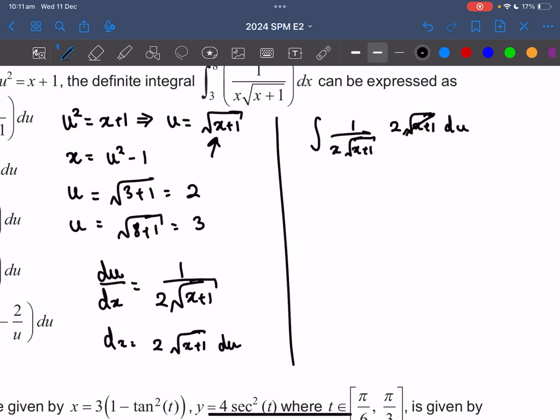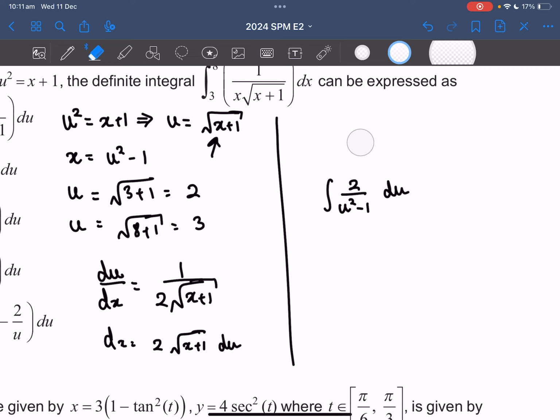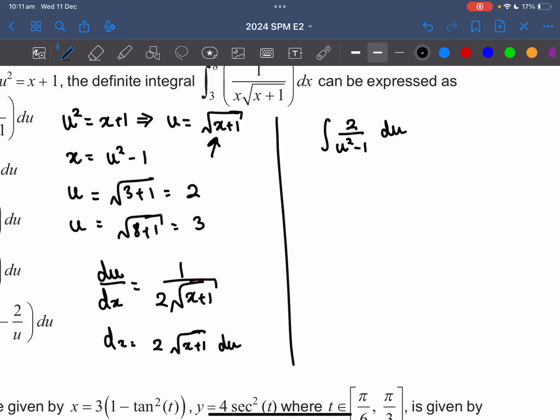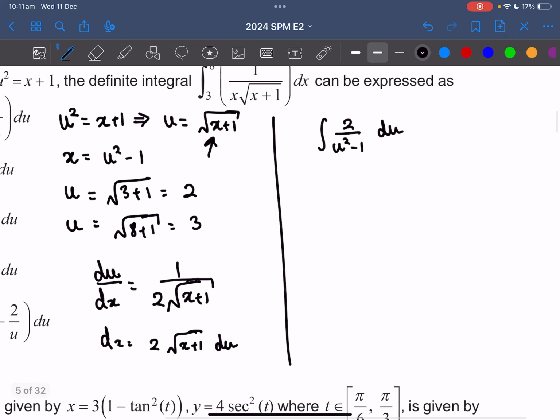So this and this would cancel out, leaving us with 2 on x. And what is our x? So our x is u squared minus 1 du. So in the actual exam, like in the extended response section, if you have to transform the integral, make sure you do not include this step. You just directly write this down, okay? So this is our integral, and from 2 to 3, basically.